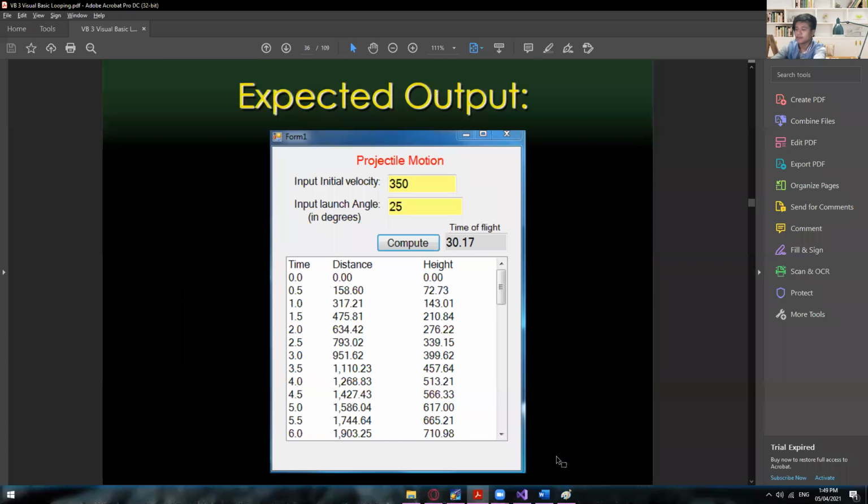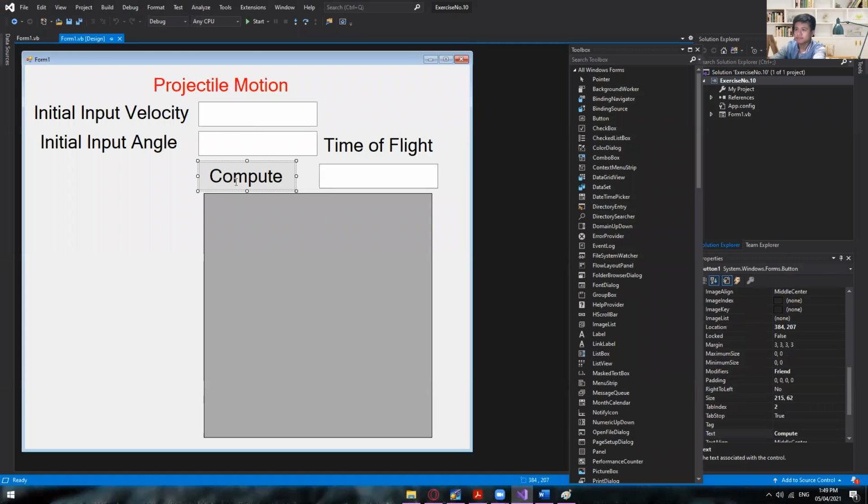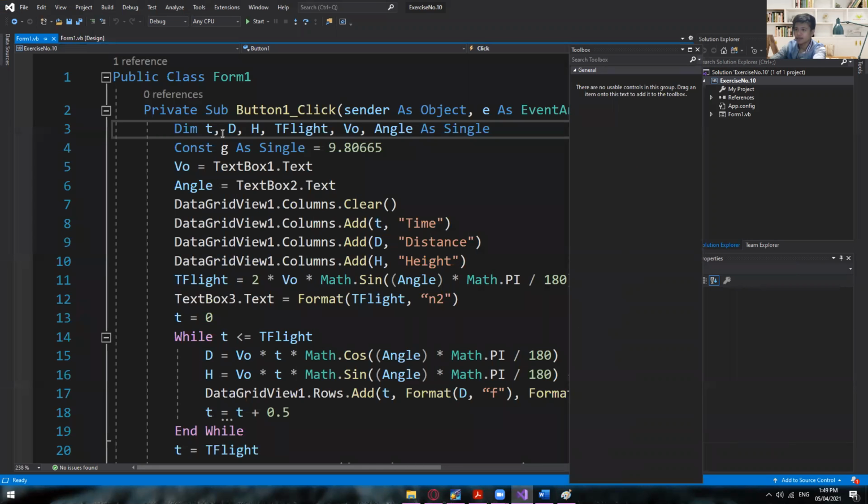So let me just explain the code to you guys. I have declared those variables as Single. We have t for time, d for distance, h for height, t flight for the total flight time, v for the velocity, and angle for the angle. Then we have a constant value here for g, which is the gravity value, 9.81 or 9.8665. We have two inputs: the input for the velocity and the input for the angle.